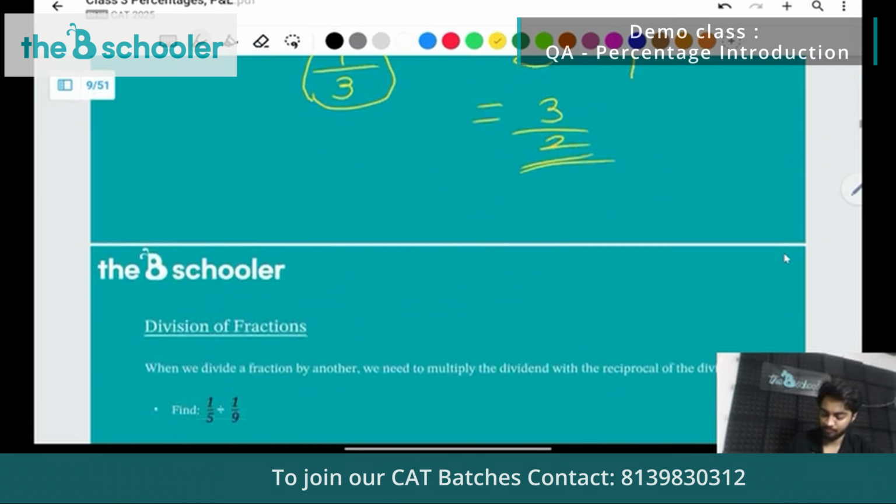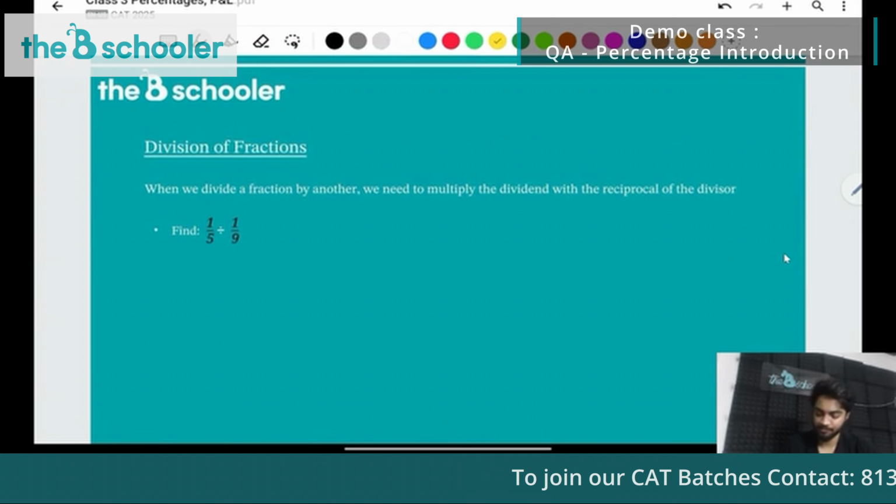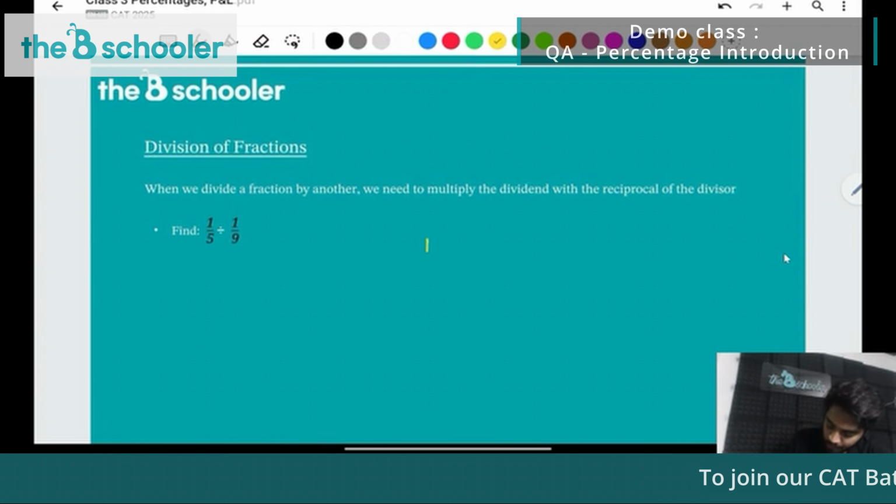Now try solving this. You can tell the answer without pen and paper. So this is going to be 1/5 divided by 1/9, which is going to be 1/5 into 9/1, which is nothing but 9/5. Clear?